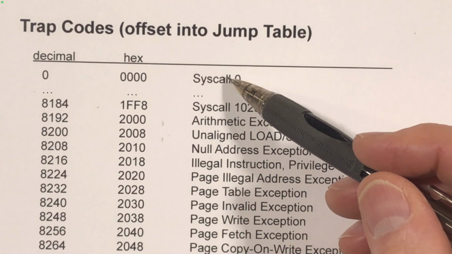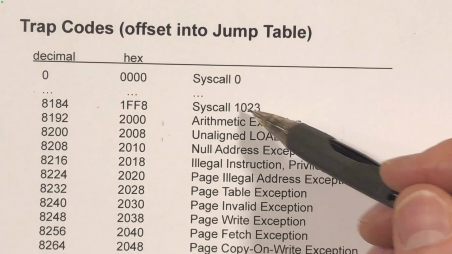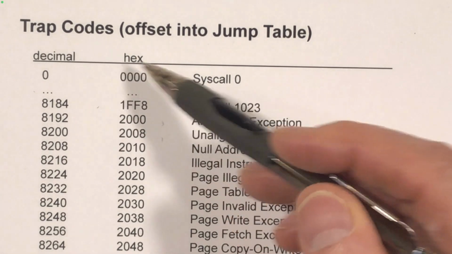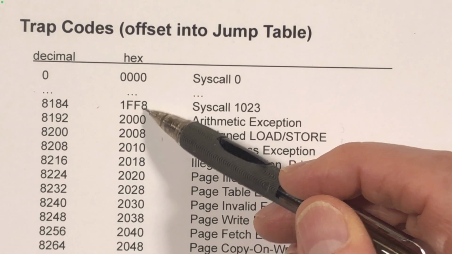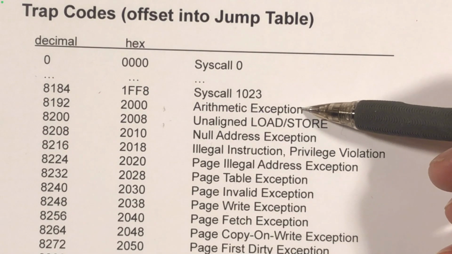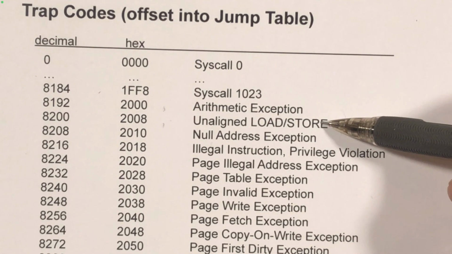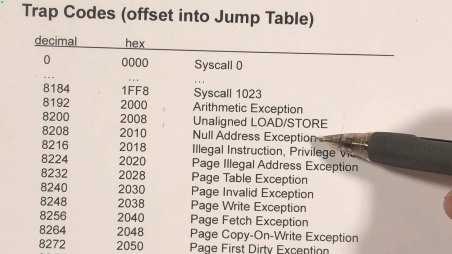The system call instruction takes an immediate value which can range between 0 and 1023. So there are a number of cause codes associated with the system call. Then we have an exception for arithmetic problems. Loads and stores must be aligned, and if they are not, then we have this exception here. Here's the null address exception.